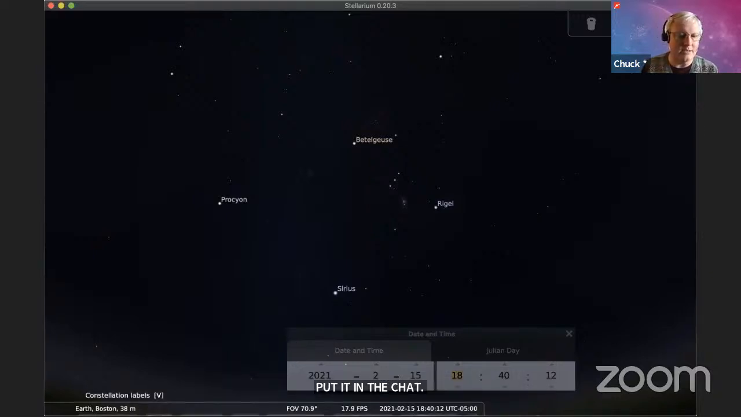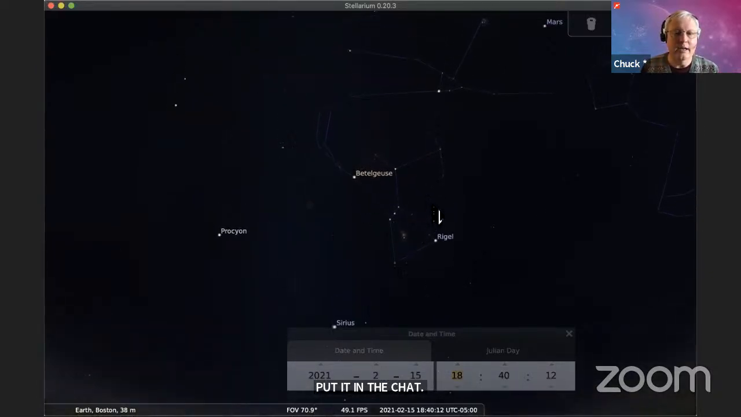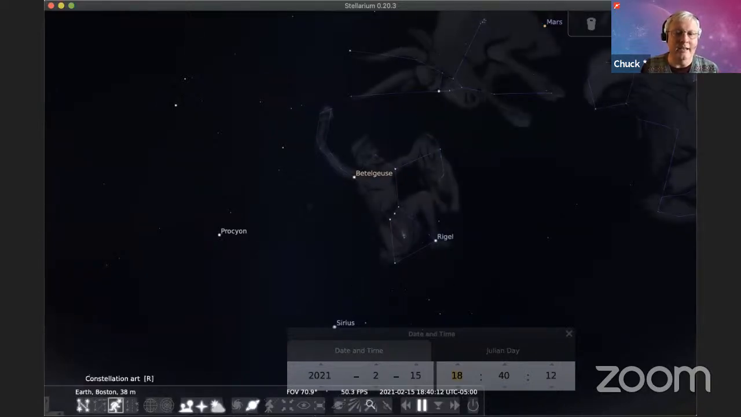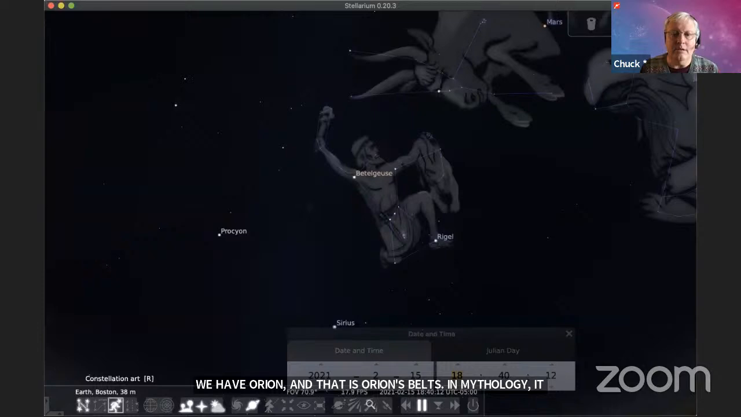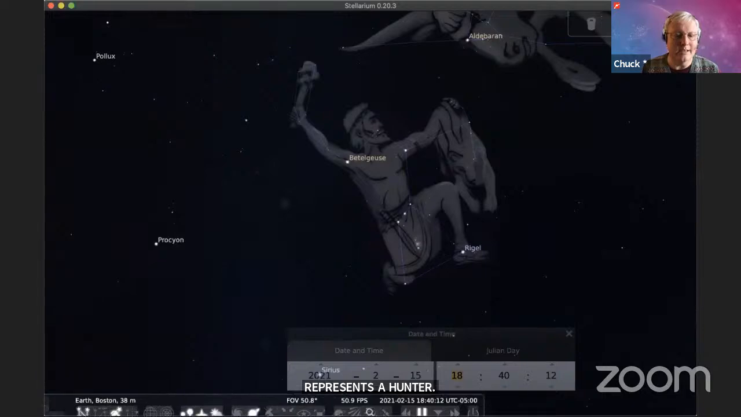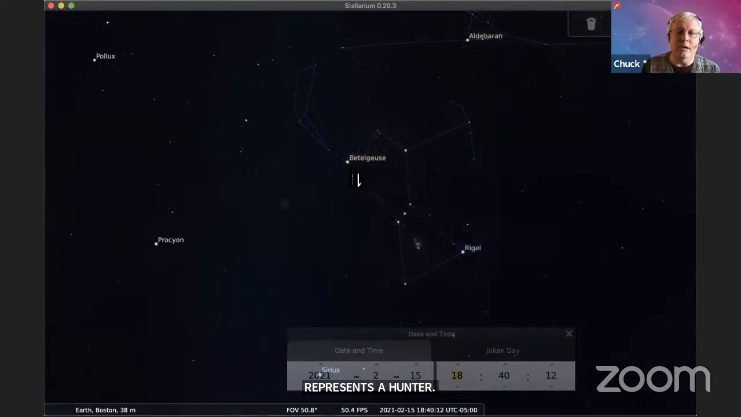This is the constellation of Orion, and there it is there. In mythology, it represents a hunter, somewhat like this, a hunter in ancient Greek mythology. Let's zoom in a little bit more so we can see that. And 2 stars mark his shoulders.